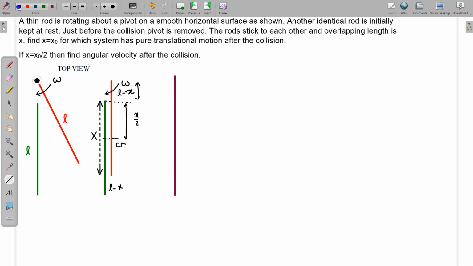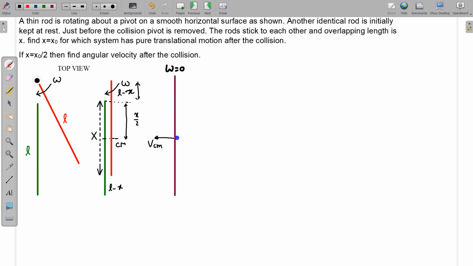and the system has to move with no omega. Omega will be 0. So just after collision there is no omega, omega is 0 now, and we will have only the velocities. All the points on this composite system will move with the same velocity, so that omega is 0. I'm just showing the velocity of the center of mass here.